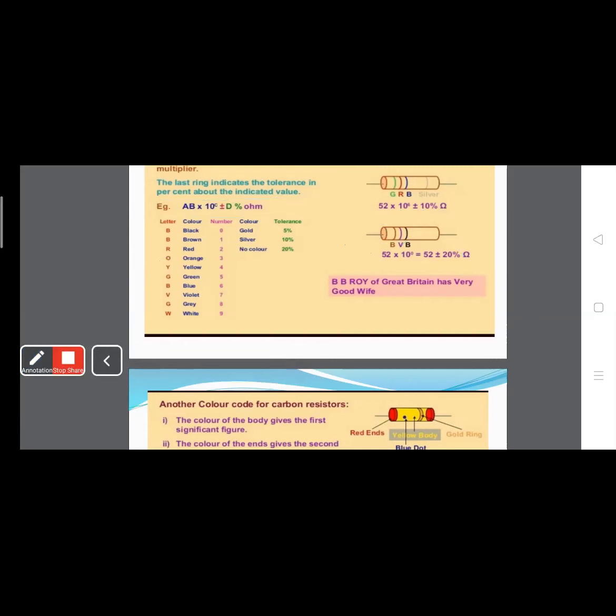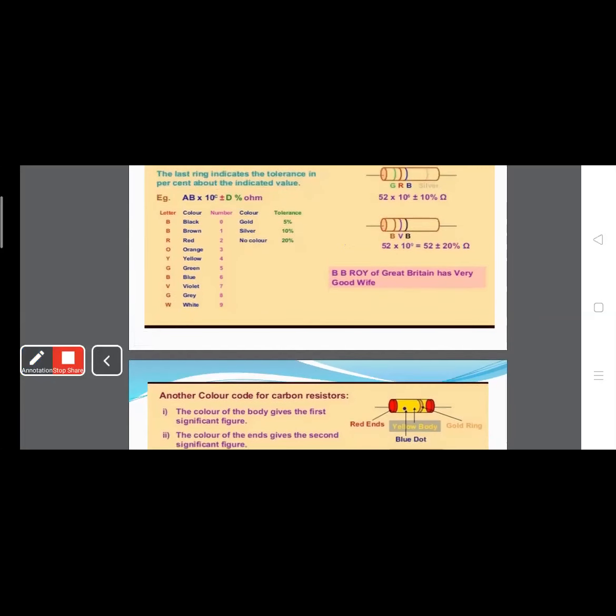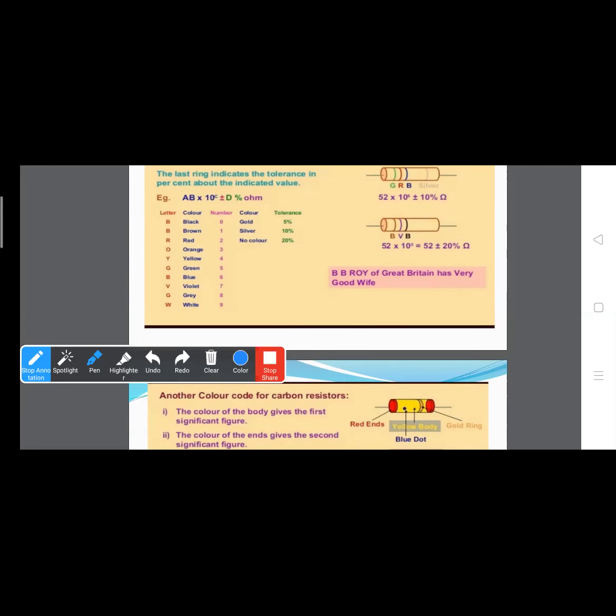Now the second carbon resistor. Find the value of the second carbon resistor. First ring is brown, second ring is violet, and third is black. So brown is 1, violet is 7, black is 10 raised to power 0. 52 plus minus 20% ohm. Here 20% is taken because there is no fourth ring. So tolerance for no color is given as 20%.